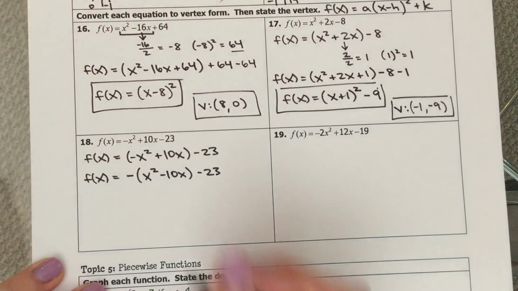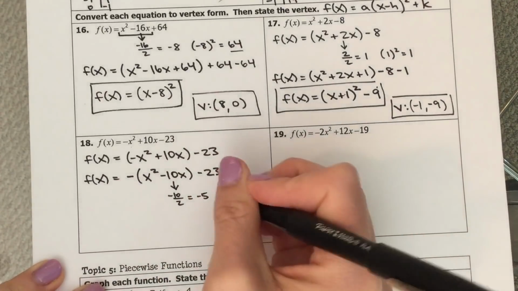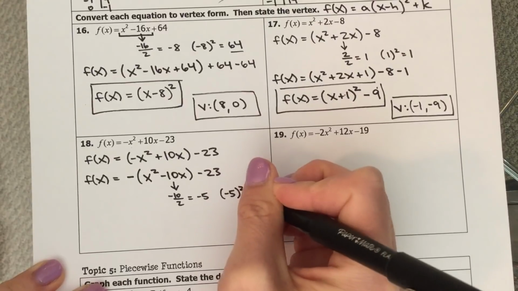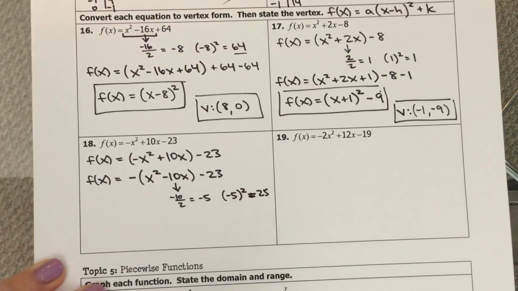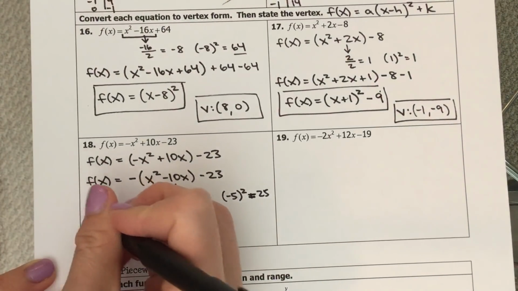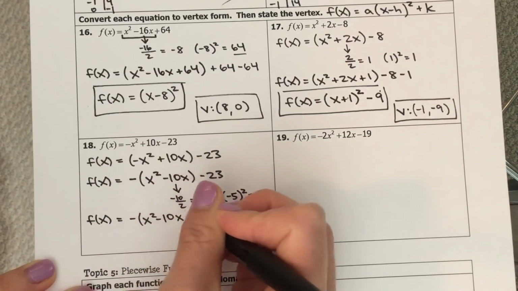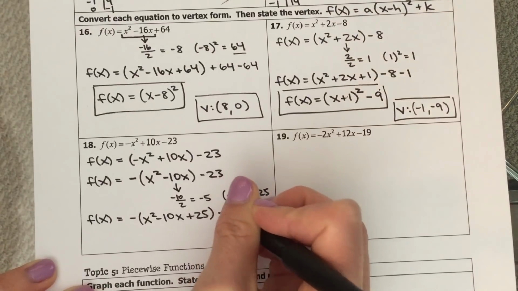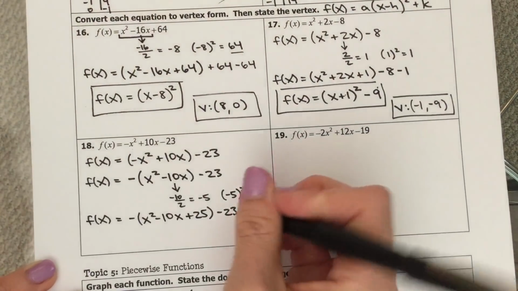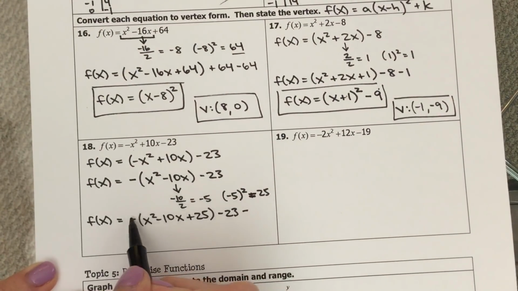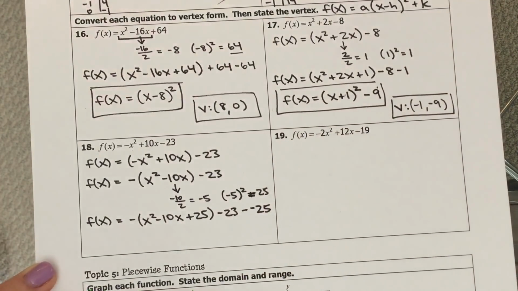Step 3, complete the square by taking half of b and squaring it. Sorry, that was just supposed to be an equal sign. Add this to my group in parentheses. So that 25 that I just found, I'm going to add it right there. And then step 4, subtract a times c from the end of the equation. So we're going to subtract, and then a times c is negative 25. So I'm going to subtract a negative 25.